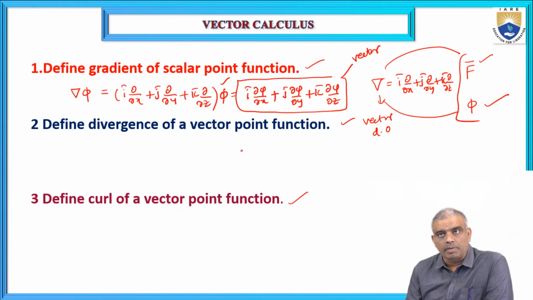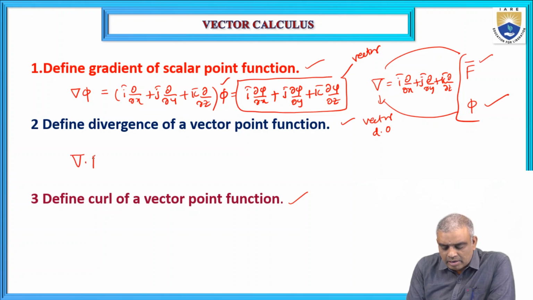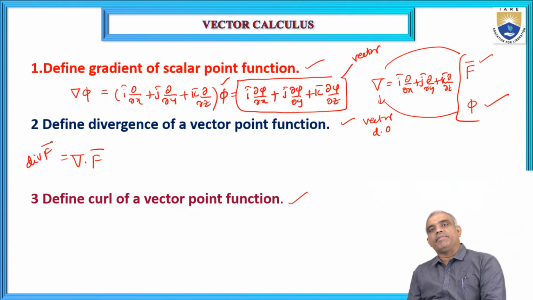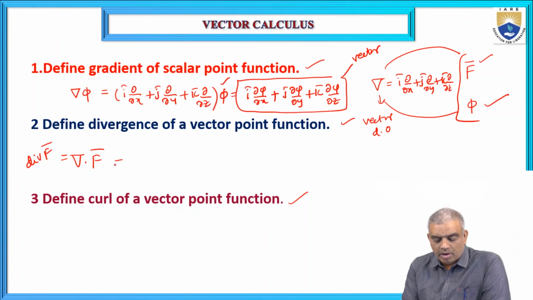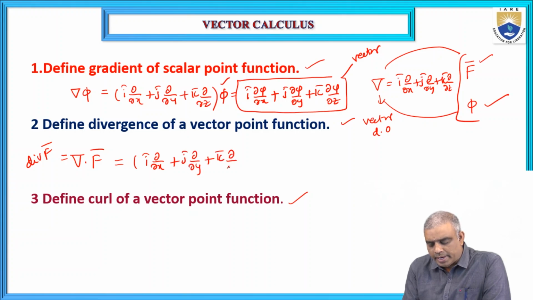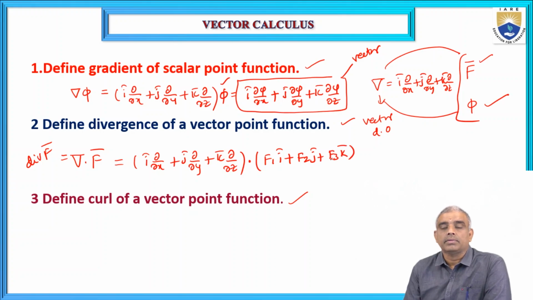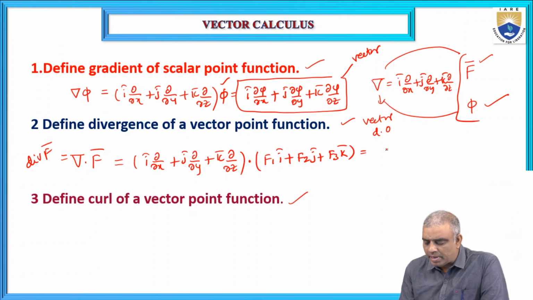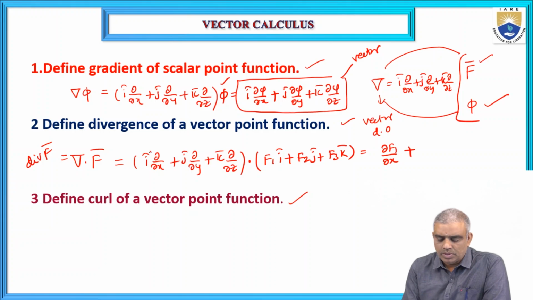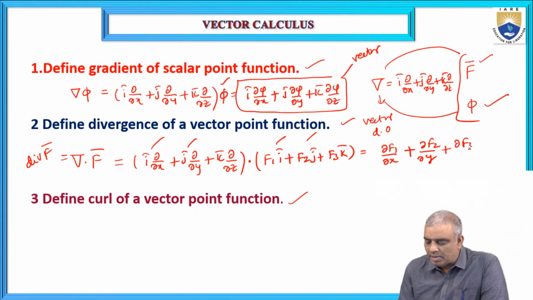Next, define divergence of a vector point function. If del is applied on a vector point function as a dot product, then it is called the divergence of f bar. It is denoted by div f bar. Div f bar is equal to del dot f bar, that is i bar dou by dou x plus j bar dou by dou y plus k bar dou by dou z, dot product with f bar, a vector point function. Let it be f1 i bar plus f2 j bar plus f3 k bar. So what is the dot product? i bar dot i bar is 1, so the first term is dou f1 by dou x. Second term, dou f2 by dou y, because j bar dot j bar is 1. Last term, dou f3 by dou z.